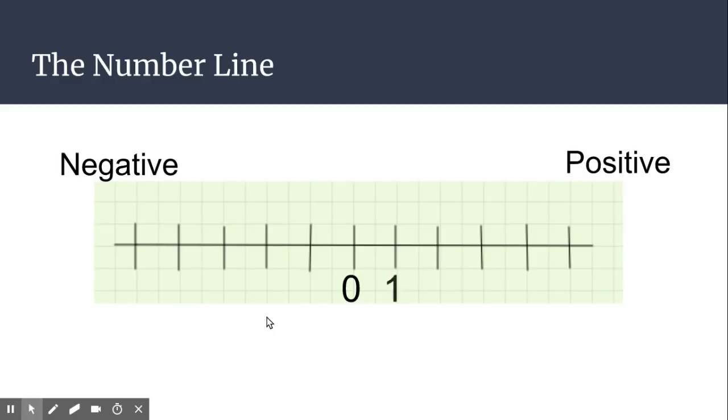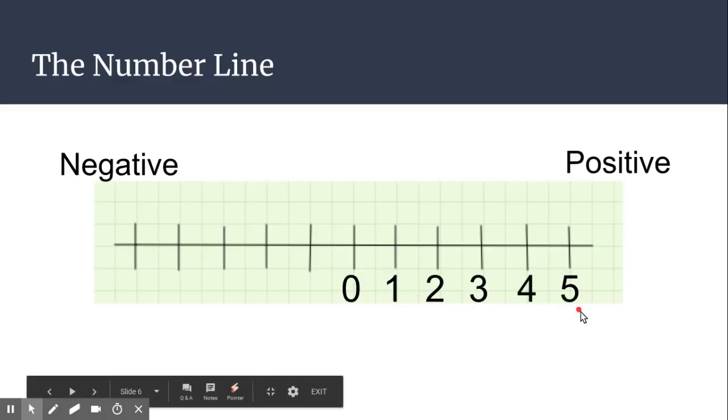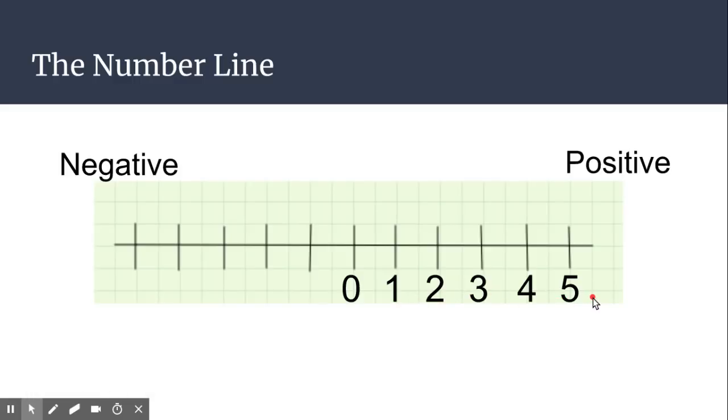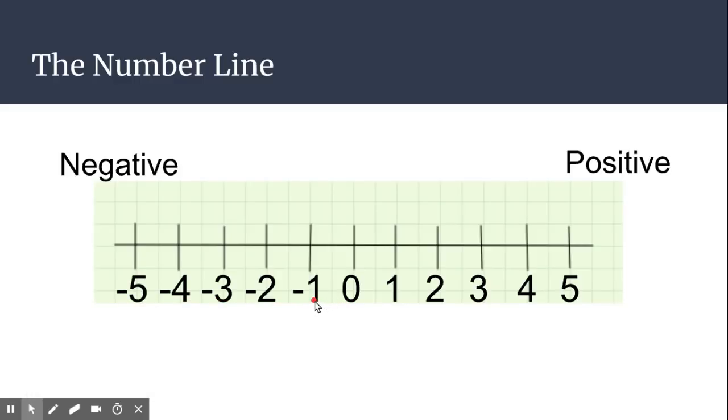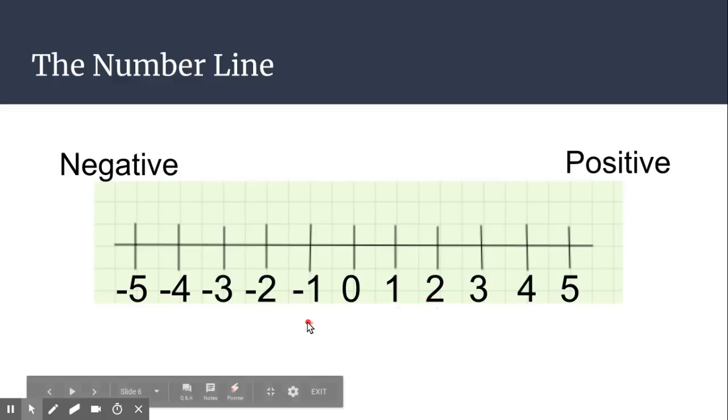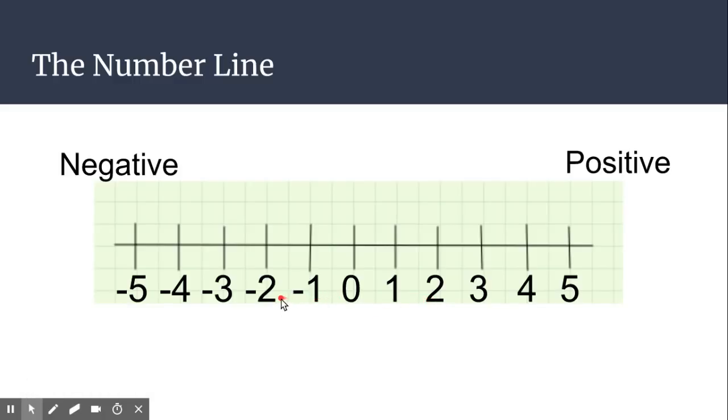So for example, 1, 2, 3, 4, and 5 would be on the right of 0. Now, notice that as we go to the right, the numbers get bigger. To the left of 0 are those negatives. -1, -2, -3, -4, -5. Notice we start with -1 closer to 0 because it's only one place below 0. Just as 1 is only one place above 0, -1 is just one place below 0. It's that opposite. Same with 2. 2 is 2 places above 0. -2 is 2 places below 0.